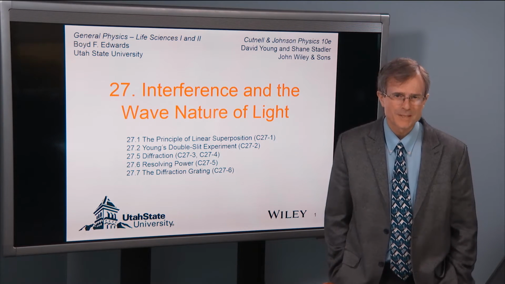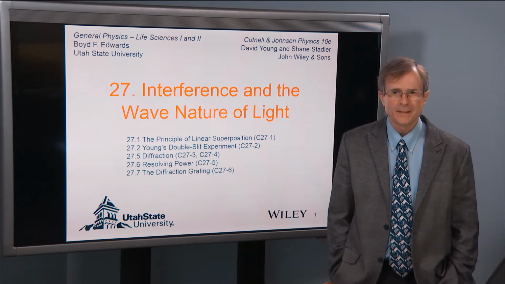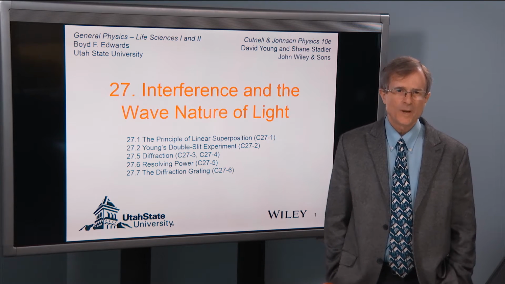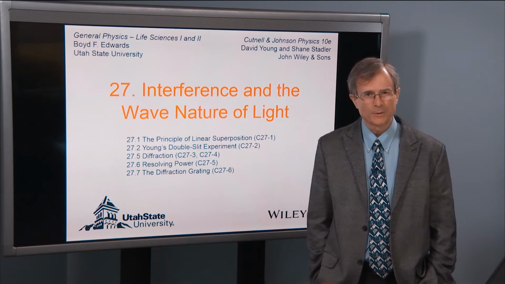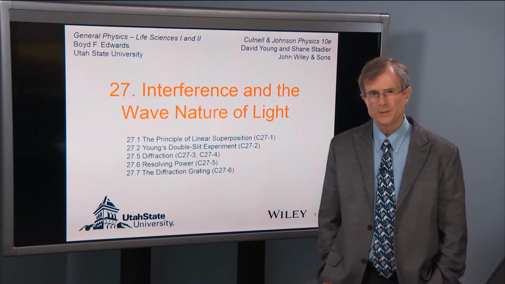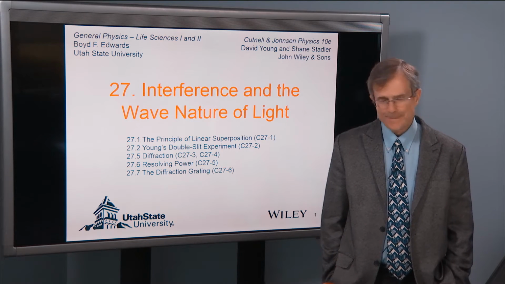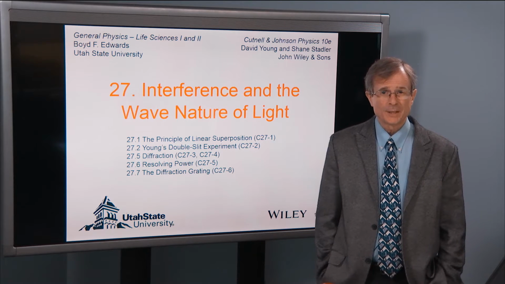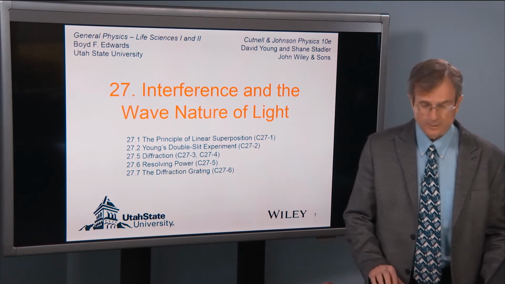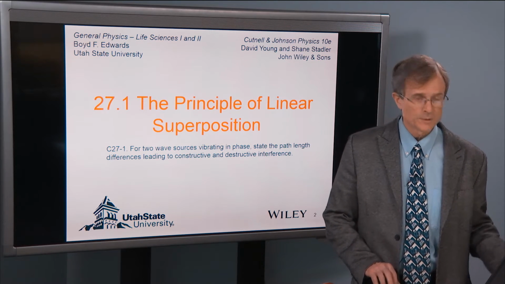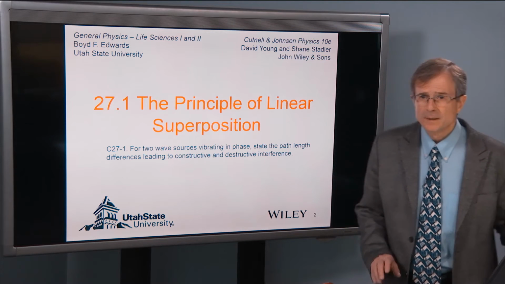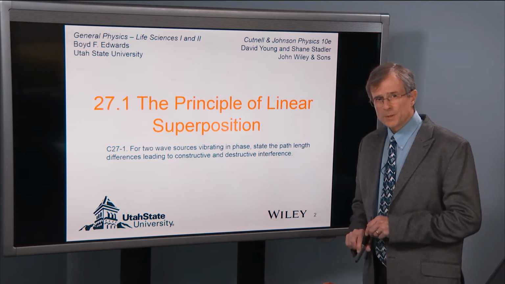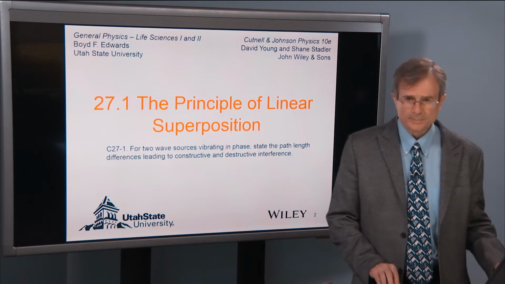Back in chapter 17, we talked about interference and the wave nature of sound. We talked about diffraction, we talked about beats, we talked about interference. This chapter is very similar. We're going to talk about the interference and wave nature of light and other forms of electromagnetic radiation. So first, the principle of linear superposition.